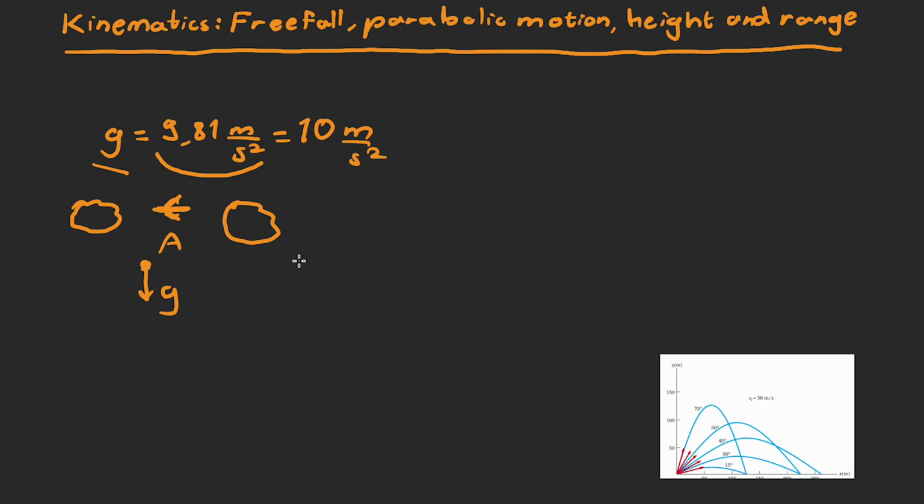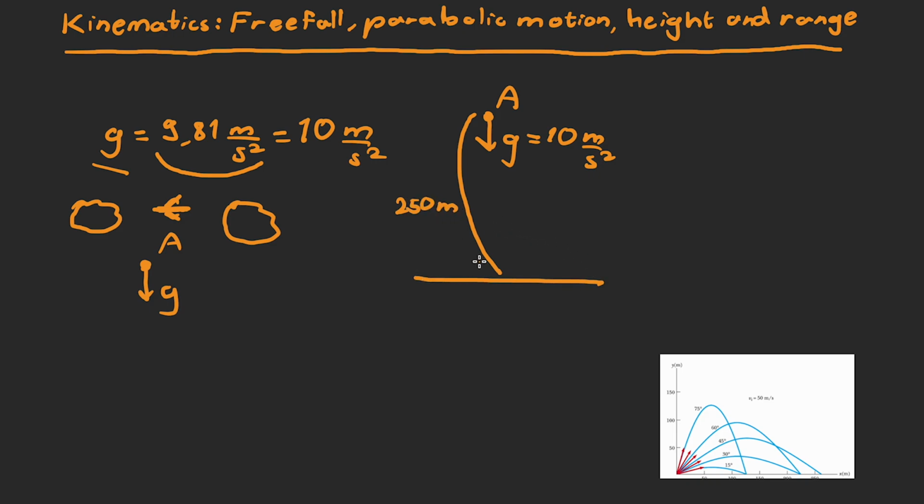Let's solve a tiny problem. Let's say that we have a body A resting up in the air, and it's going to take an action of free fall with the constant g, which we can take as 10 meters per second squared for this case. It's high above the ground, let's say 250 meters, and we'd like to know in how much time it will reach the ground.